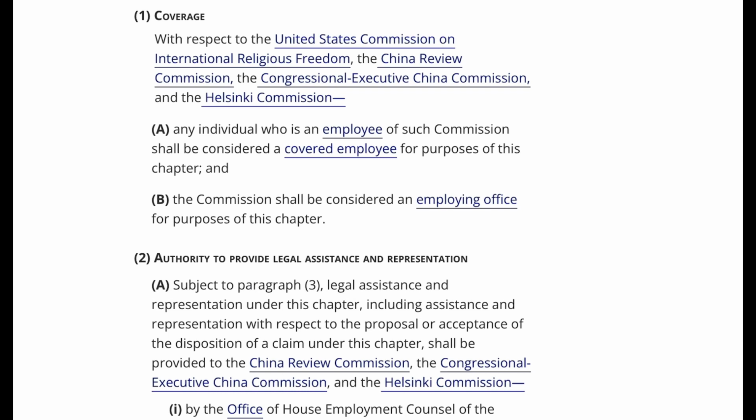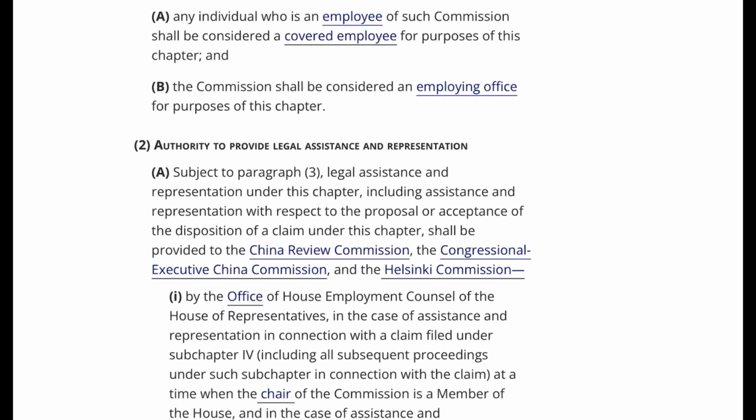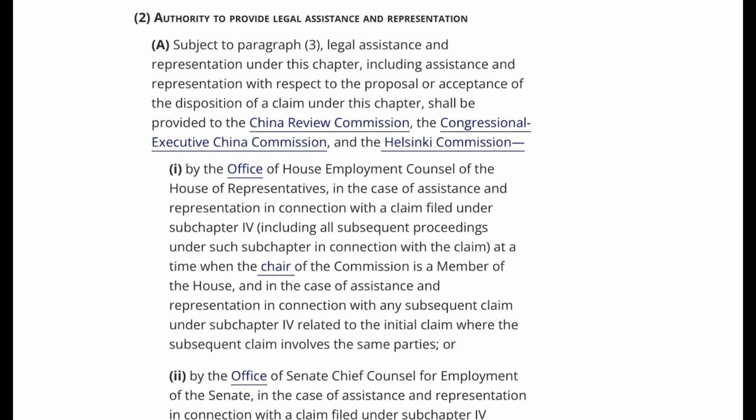A. Subject to paragraph 3, legal assistance and representation under this chapter, including assistance and representation with respect to the proposal or acceptance of the disposition of a claim under this chapter, shall be provided to the China Review Commission, the Congressional Executive China Commission, and the Helsinki Commission, 1. by the Office of House Employment Counsel of the House of Representatives, in the case of assistance and representation in connection with a claim filed under Subchapter 4, including all subsequent proceedings under such subchapter in connection with the claim, at a time when the chair of the commission is a member of the House, and in the case of assistance and representation in connection with any subsequent claim under Subchapter 4 related to the initial claim where the subsequent claim involves the same parties, or 2.